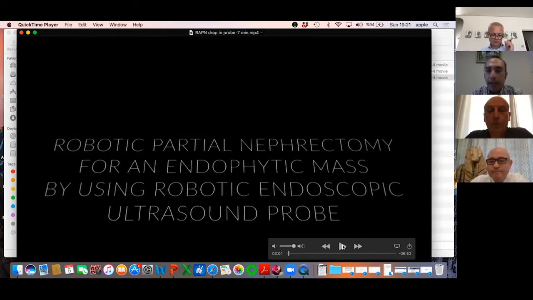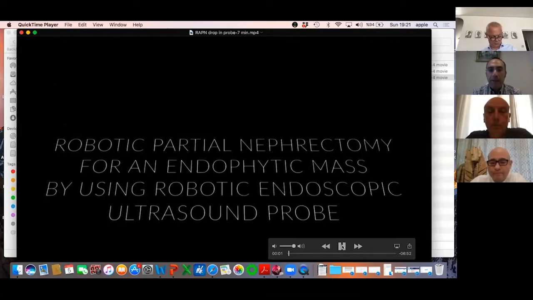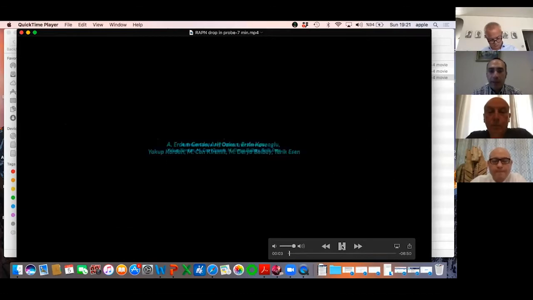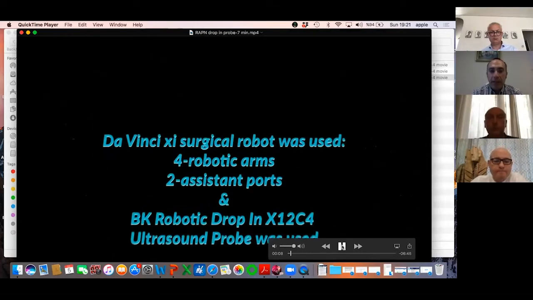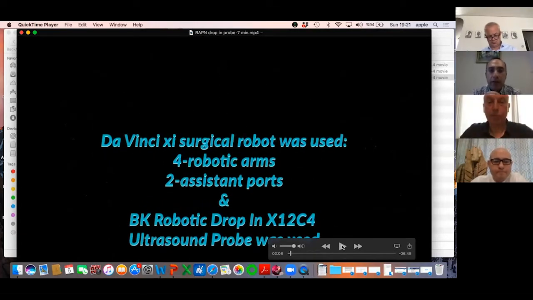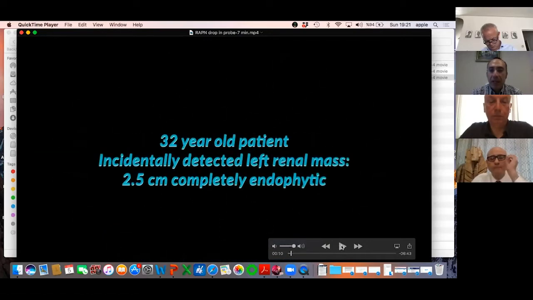This is another example for the left kidney interrenal endophytic mass, similar to Francesco's. So I'll start the video. This is our team and hospital for this case. I used a Da Vinci Xi surgical robot. I used 4 of the arms, and we had two assistant ports, and also we used a drop-in ultrasound probe during the case.